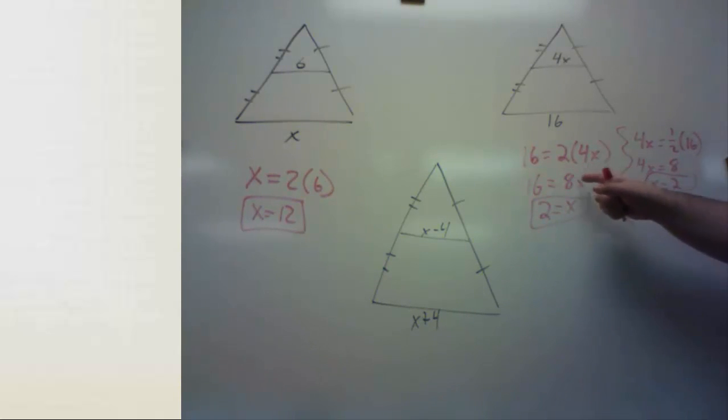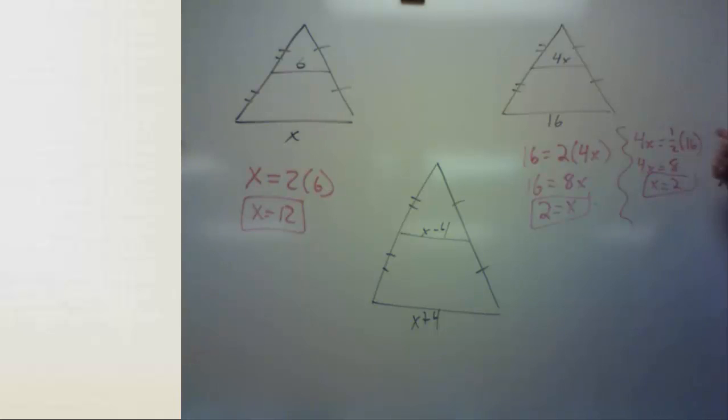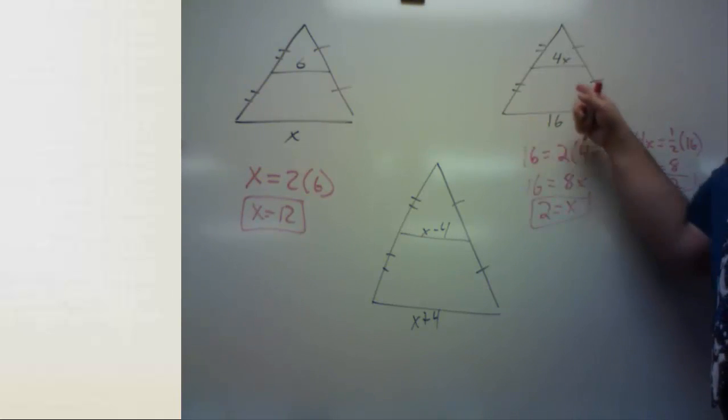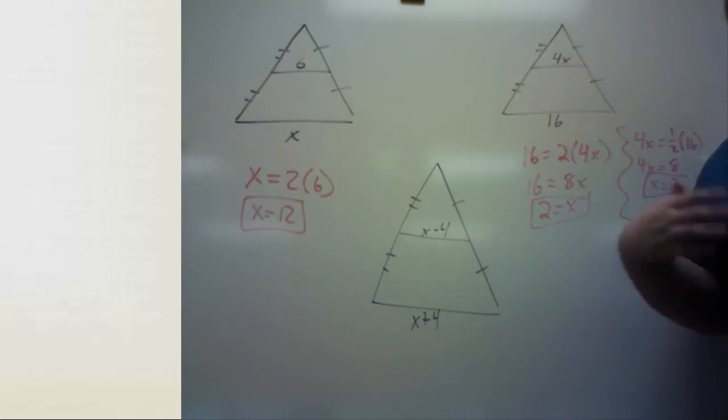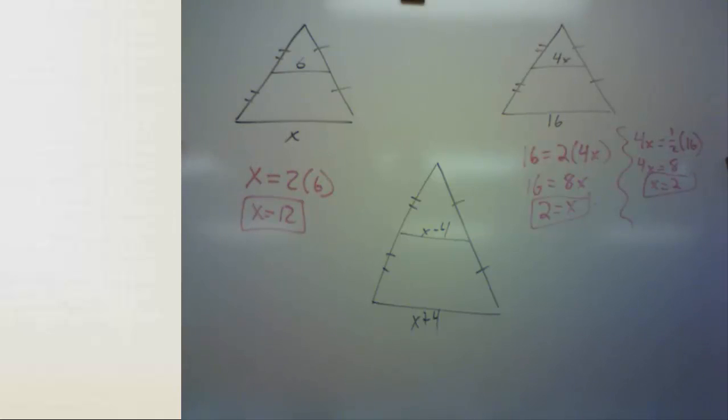I just like this one because I'd rather multiply by 2 than multiply by a half. But it's saying the same thing. This length is double that length, or this length is half that length. It's just depending on your perspective.